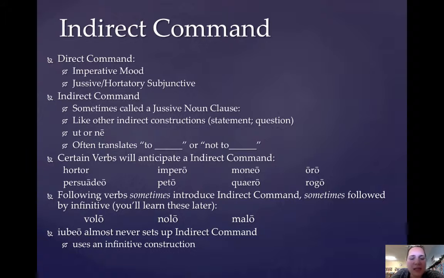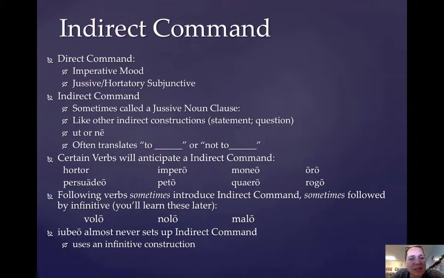There are certain verbs that will anticipate an indirect command. I'm going to give you some of them now. Some of these you know, some of them you don't, but I want you to have them in your list so that as you learn these verbs, and you will, when you go back and study the indirect command, you have these words as potential verbs that will anticipate an indirect command. Hortor, I encourage. Impero, I command. Moneo, I warn. Oro, I ask or I beg. Persuadeo, I persuade. Peto, I seek, or again, I beg sometimes. Quaero, I seek. Rogo, I ask.